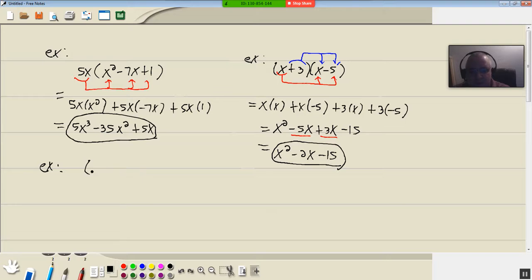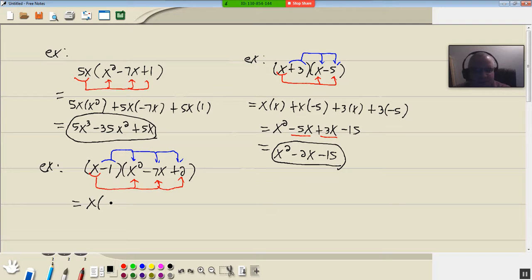Now I'm not going to do this one, but I just want to show the setup. You might run across this one. You say, well, how in the world do you do this? Well, same way. We would take our first term here, this x, and multiply it times each term over here. Then you take your second term, the negative 1, and you multiply it times each term over here. So exact same setup. Actually, let me go ahead and set it up.